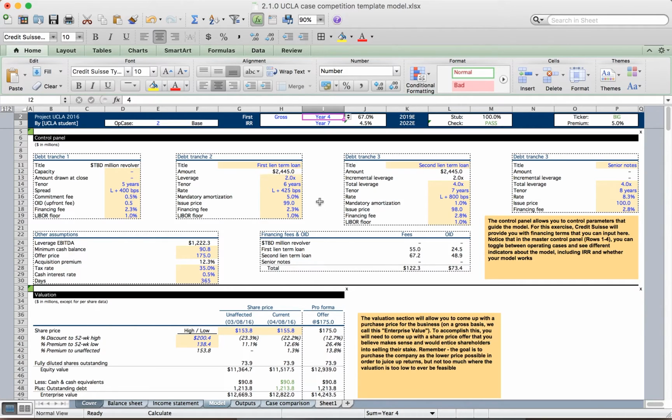But moving on, we're going to leave stub at 100% because we are not picking up in the middle of a year here. Check must say pass. If it doesn't say pass, you've messed up somewhere on this page, and something that should be zeroing out isn't zeroing out. This is just to keep you on track. Ticker is pretty self-explanatory, and then premium will be the premium to share price for which you're paying for this company. And all of this will make more sense as we go through the model itself.